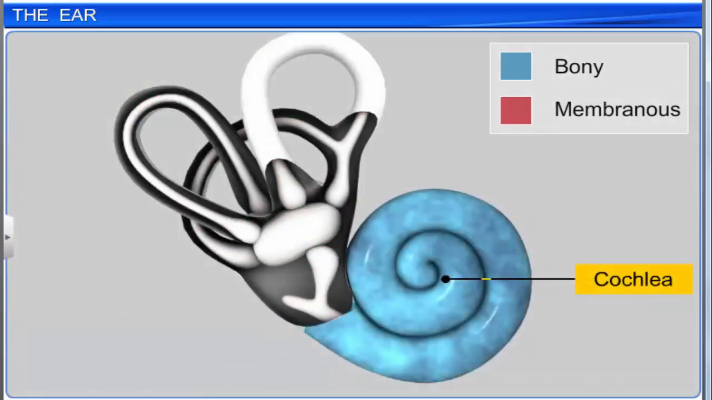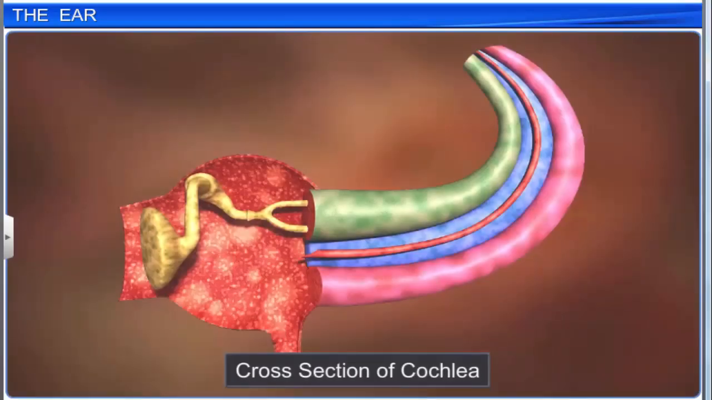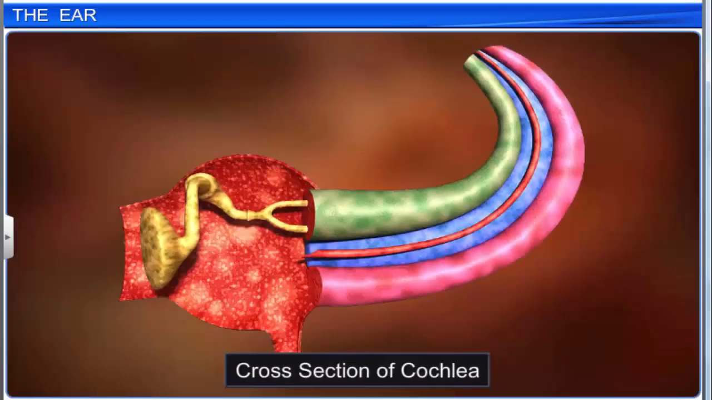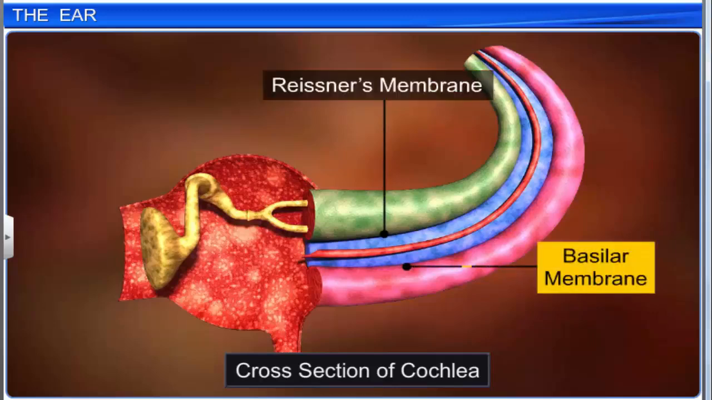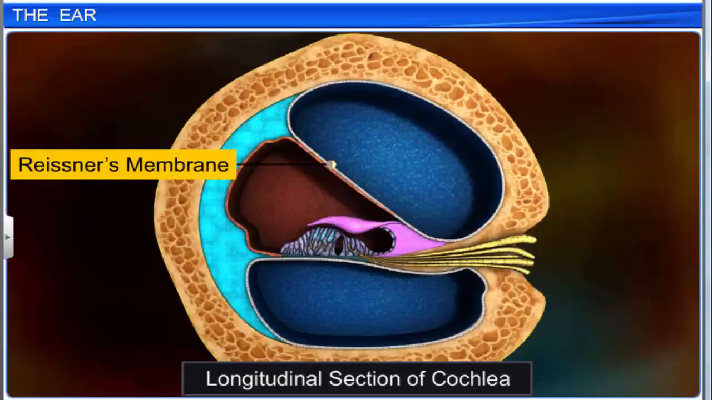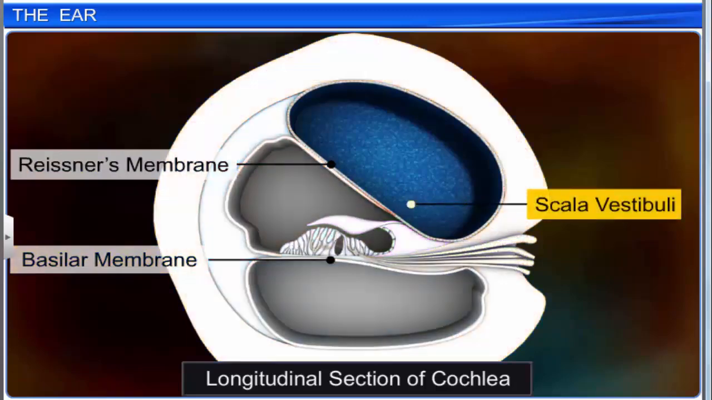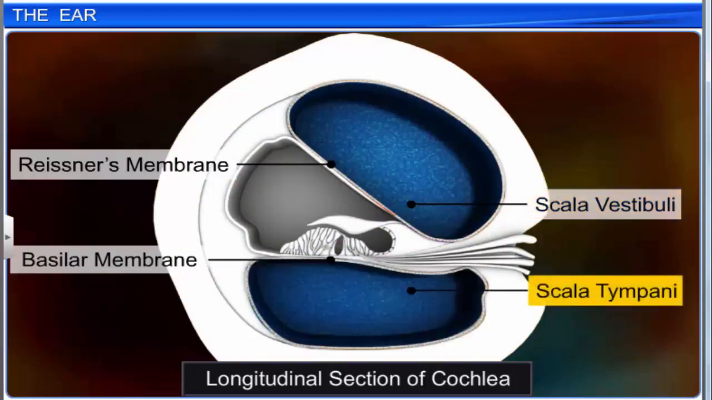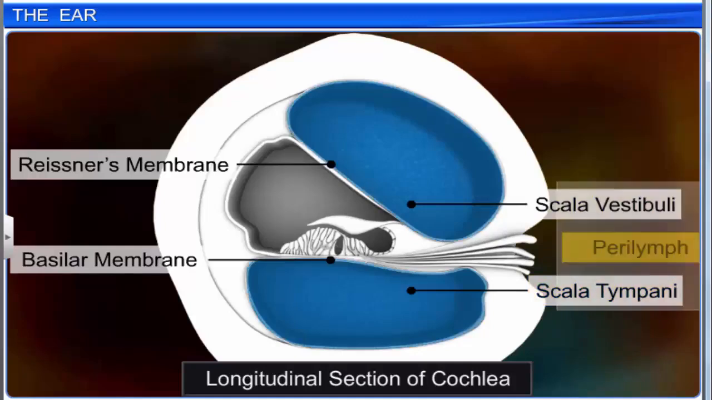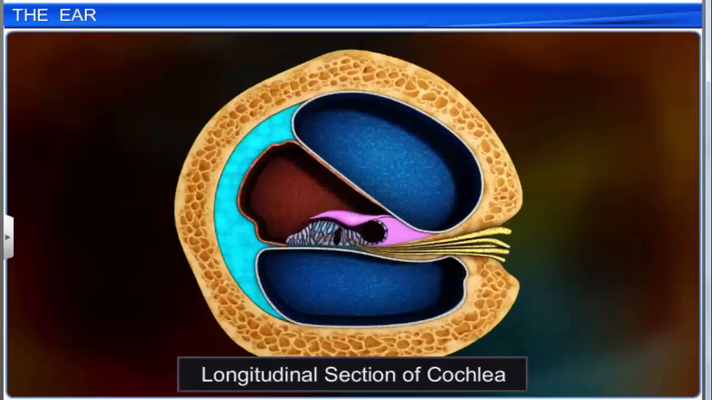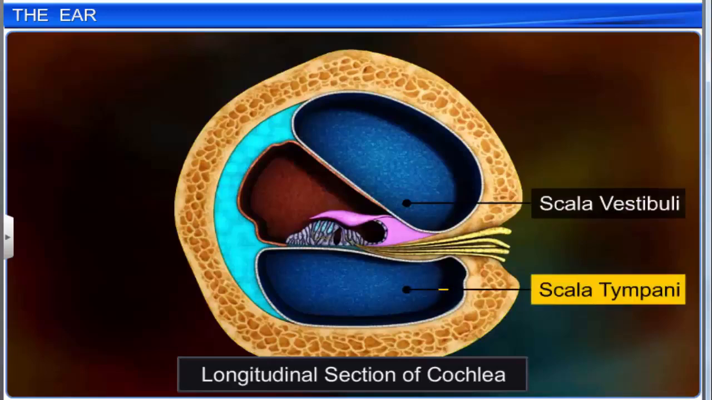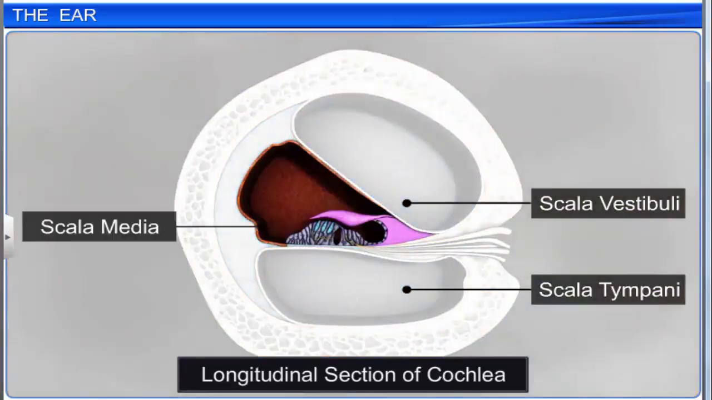The cochlea is the coiled portion of the bony labyrinth and is also known as the auditory section of the inner ear. The cochlea, in turn, has two membranes, namely Reissner's membrane and the basilar membrane. Reissner's membrane and the basilar membrane divide the bony labyrinth into an upper section called the scala vestibuli and a lower section called the scala tympani, which are both filled with perilymph. Coming to the membranous labyrinth, the space between the scala vestibuli and scala tympani is called the scala media and is filled with endolymph.